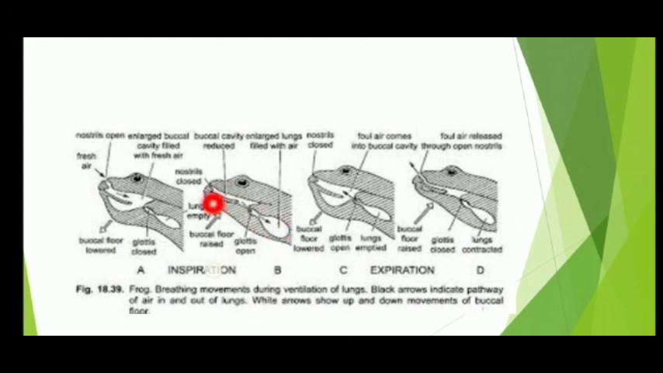The buccal cavity-le air nere ee lungs-lottu pokum, because the glottis is open. Glottis is an opening between this buccal cavity and the lungs. The buccal cavity-le pressure koodi ingotte povan pattatilla, mouthum nostrilsum closed aanu. So when the pressure in the buccal cavity increases, since the glottis is open, air from the buccal cavity enters into the lungs. So that air stays in the lungs for some time and gaseous exchange takes place.